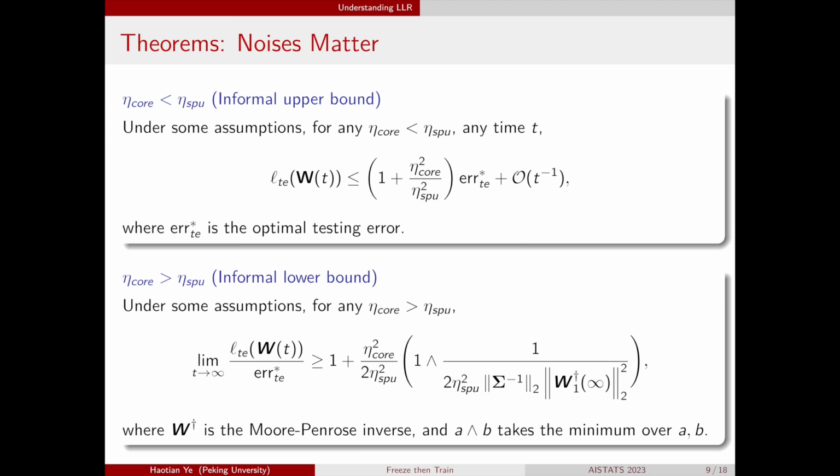So as you can see, when eta core is smaller, this term is upper bounded by 1, and it is sometimes much smaller than 1. So our test error is close to the optimum error. However, when the core noise is much larger than the Spurious noise, then the ratio of the test error and the optimum error is lower bounded by 1 plus another term. And in this term, there's still a ratio of eta core and eta Spurious, which is larger than 1, and sometimes it can be very large. So as a result, the LR performance will be quite bad.